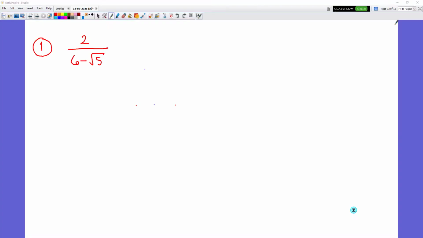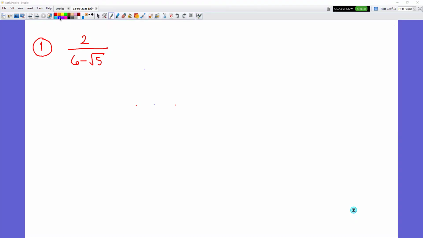All right, so here's our first problem for this video. We have 2 over 6 minus the square root of 5. Now, when you have an expression which has a denominator where there's a radical and it's an expression like that, you have to get rid of it. Okay, so in a previous video, I talked about rationalizing the denominator. Well, that's basically what we're going to do here. We're going to be rationalizing the denominator, but we have to do it in this fashion.